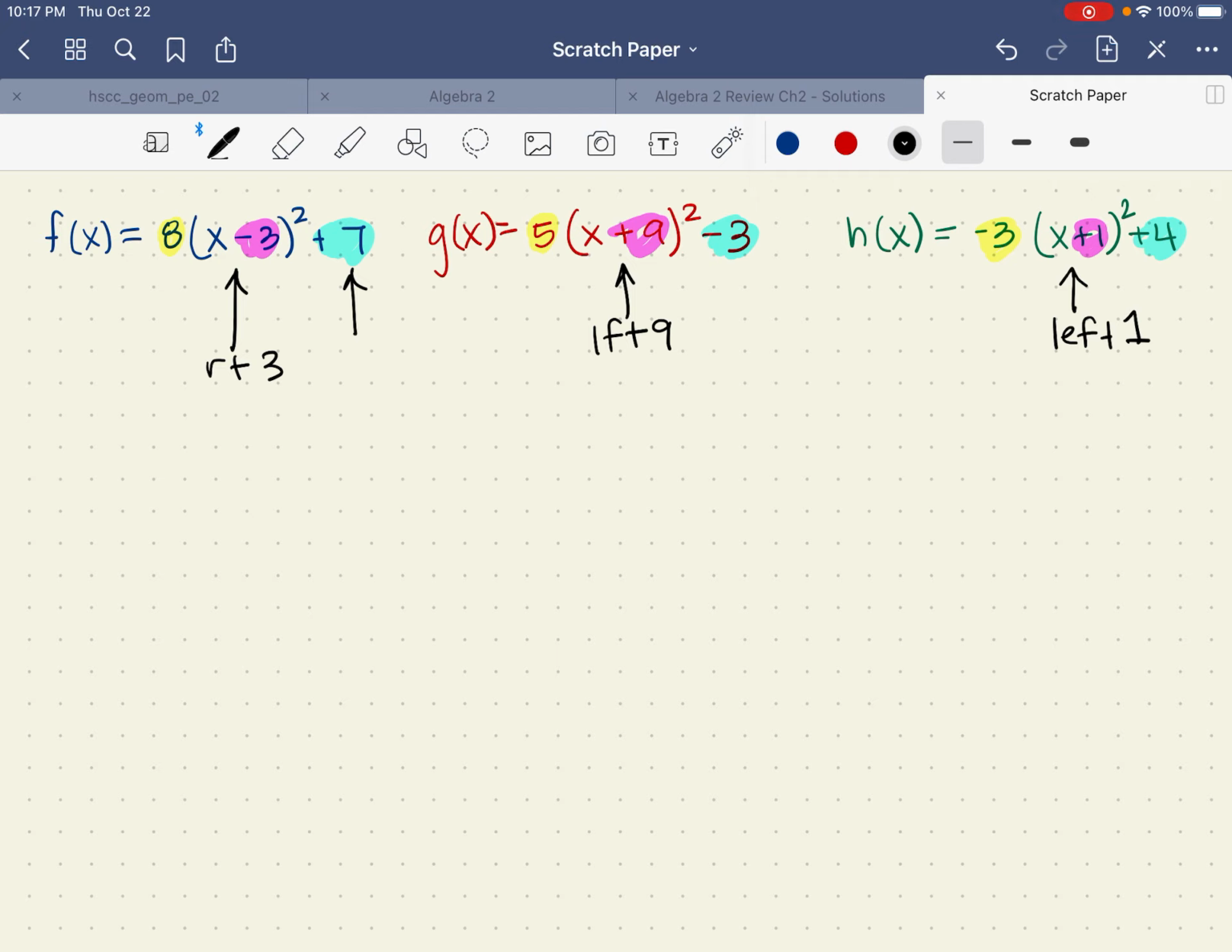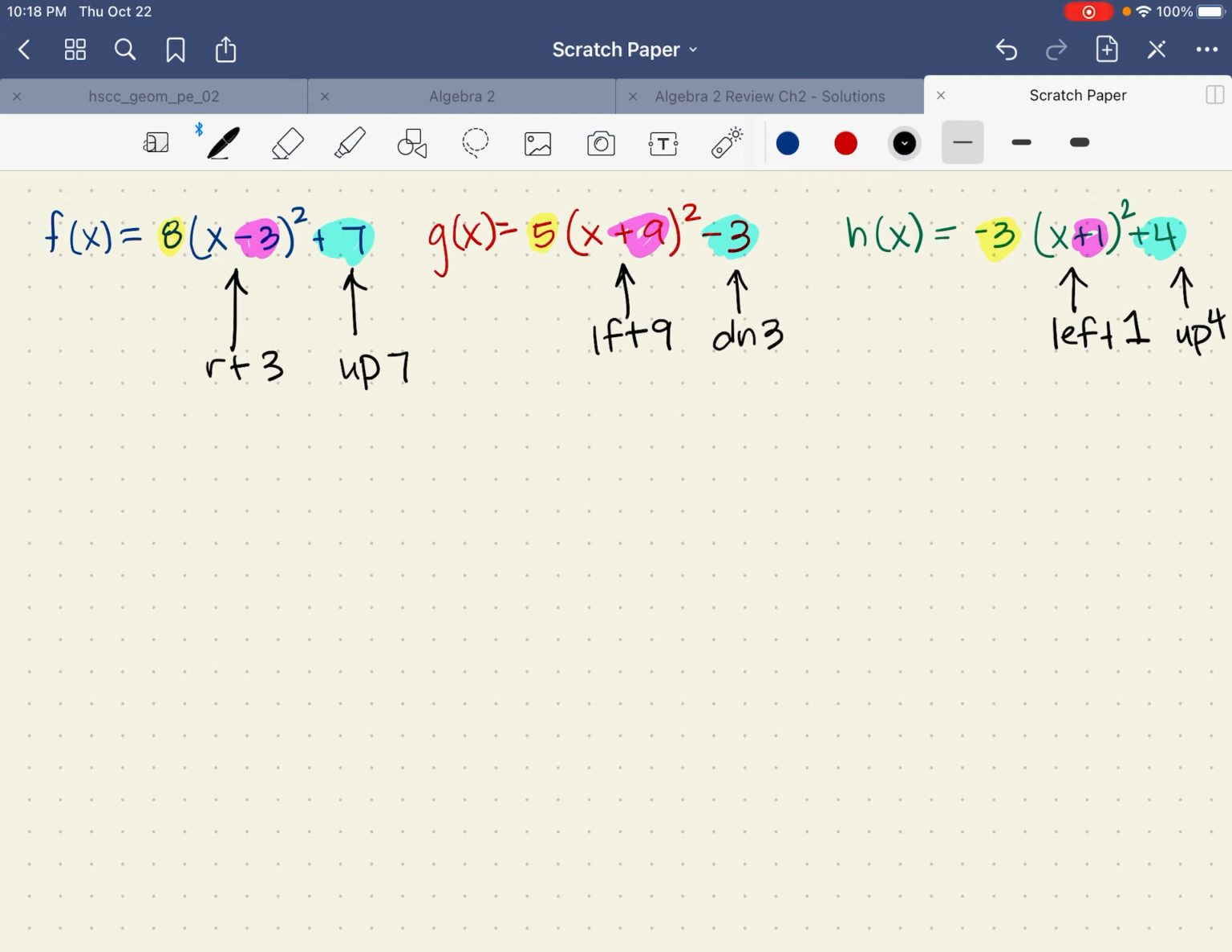So +7 is going to go up 7 spaces. So this is going to be up 7. And then this one here is -3. It's going to go towards the negative, which means down 3 spaces. And then this last one here is +4, so this is going to go up 4. And this is how we translate our functions, okay?